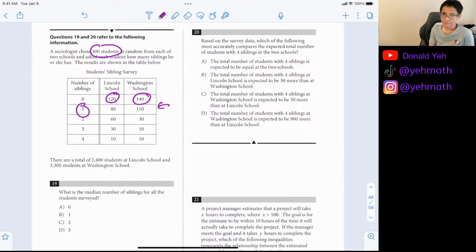So do you take the numbers from the lowest to the highest? So you have 10, 30, 60, 80, all the way to 140, and the one that's in the middle is 80. So the first group is 1 to 120. Everybody between 1 and 120, you're going to have 0 siblings. And the next one is from 121 to 200.